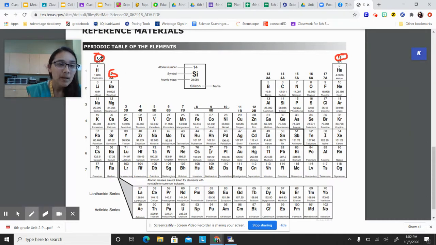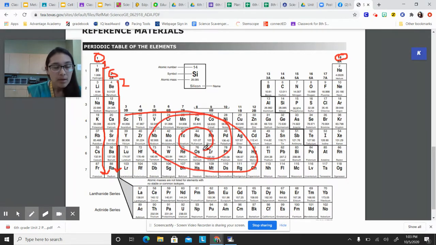In group 1, these elements all the way down have one valence electron because they are in group 1. These in group 2 have 2 valence electrons because they're in group 2. Now these transition metals here, they don't follow the rules at all. So we skip those and go all the way to group 13.